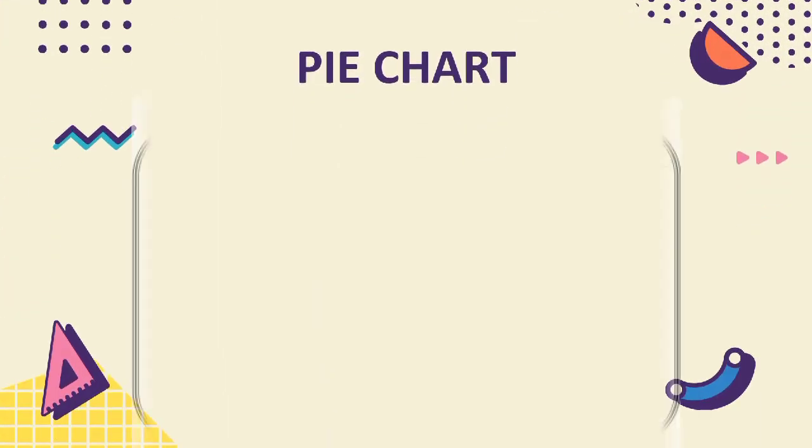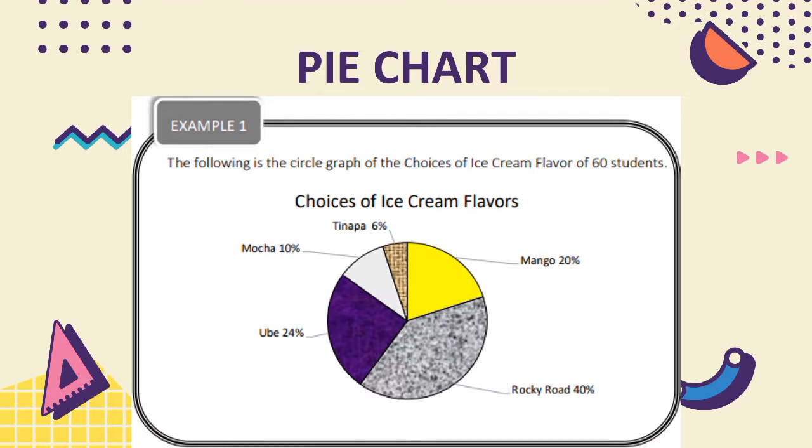So, let's have an example. This is a circle graph of the choices of ice cream flavor of 60 students. So we have 6%, which is tinapa, 20% for mango, 40% for Rocky Road, 24% for ube, and 10% for mocha.